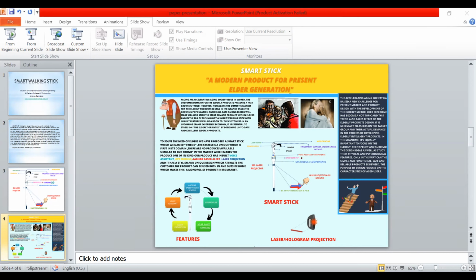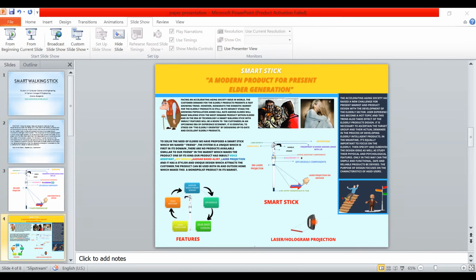Then we have a solar powered system, sir, meaning the entire stick is powered by solar. Not only solar, sir, we have a battery also, sir. It is two-way powered, sir, both solar as well as battery. Next, coming to the GPS module, sir. We have integrated a GPS module inside the stick, sir, an IoT product.